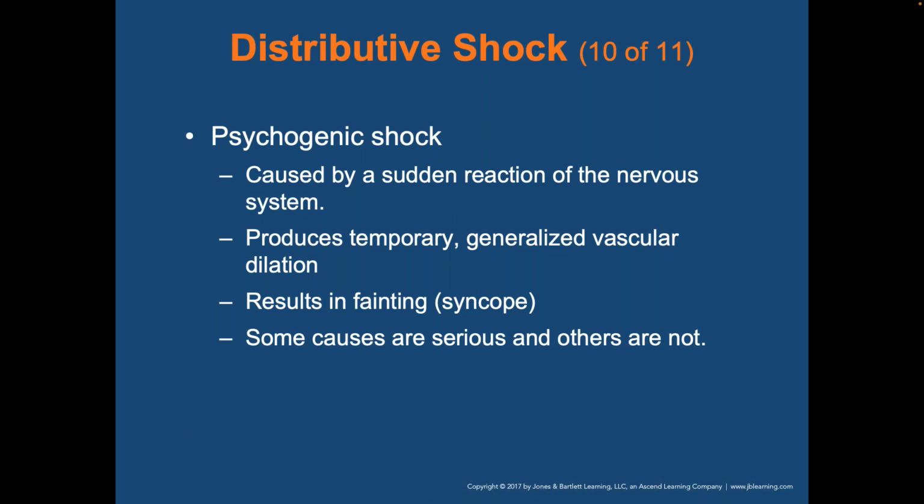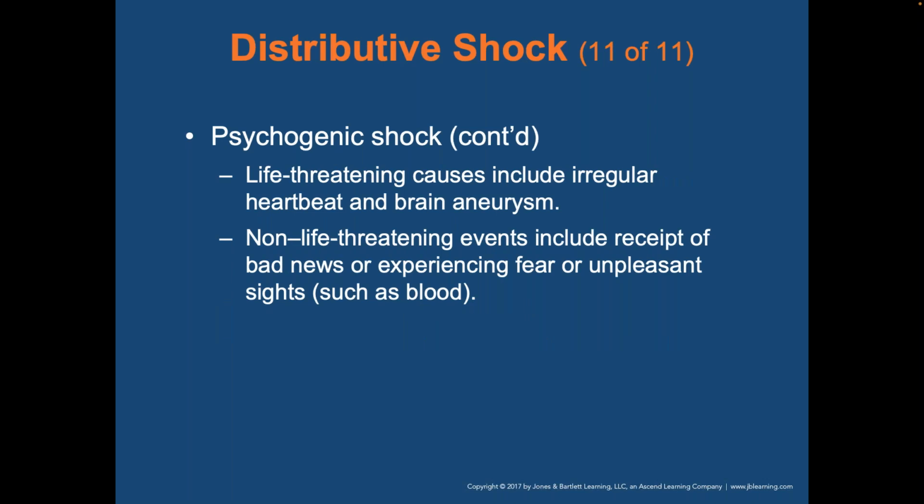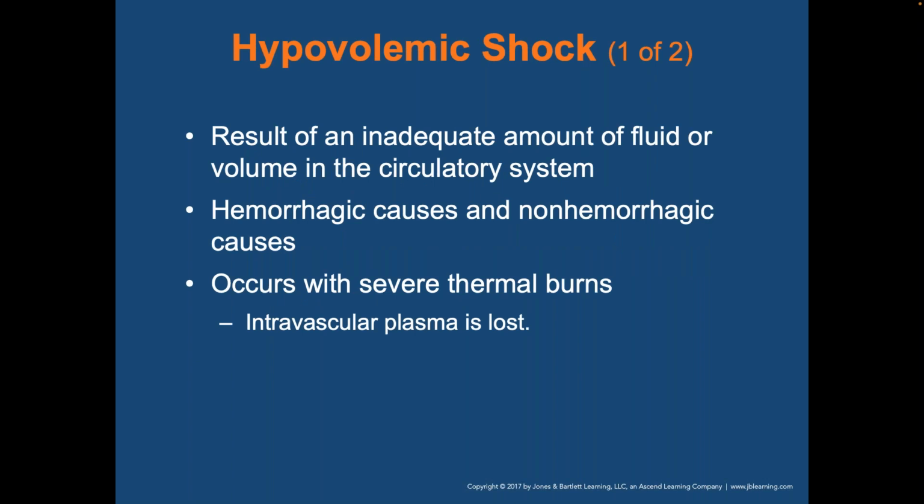Remember, it's important to realize that some of the causes of syncope are of serious nature, but others are not. So life-threatening causes include irregular heartbeats or brain aneurysms. Non-life-threatening events may include receipt of bad news, experiencing fear or unpleasant sights like the sight of blood. Life-threatening causes also include irregular heartbeats, and we talked about that, and brain aneurysms. So again, take a look at the patient, assess them, see what's actually going on, get a set of vital signs, get your rapid and detailed exams, and move forward from there.